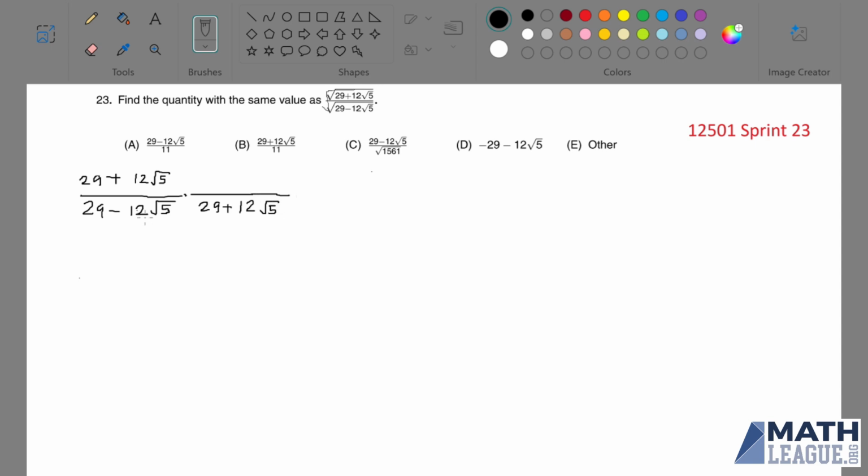That satisfies the conditions to calculate difference of squares, because if we multiply this out, 29 times 29, that remains, and negative 12 root 5 times positive 12 root 5, that's going to be minus the square of 12 root 5. But then we have the minus 12 root 5 times 29 and the plus 12 root 5 times 29, and those will cancel out. So that means that we will no longer have any square roots in our denominator. But again, we don't want to change the value of this fraction because it is secretly still under that square root. So we have to multiply the numerator by the same thing, 29 plus 12 root 5.